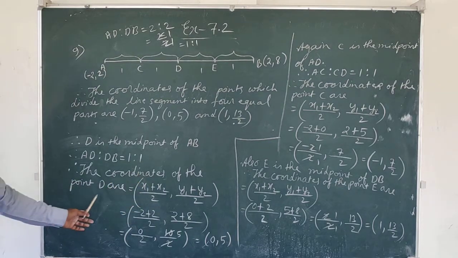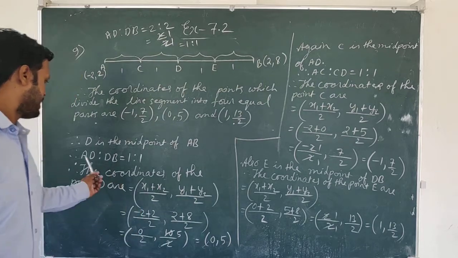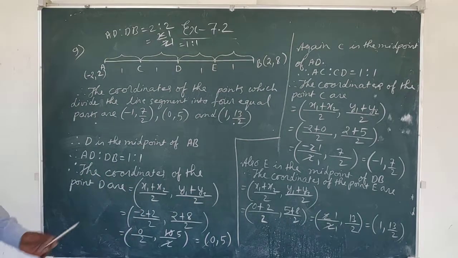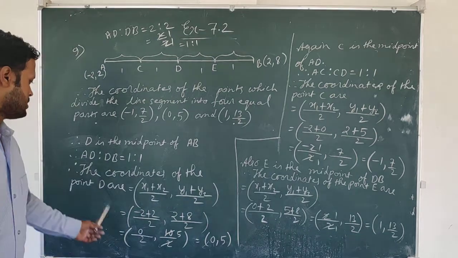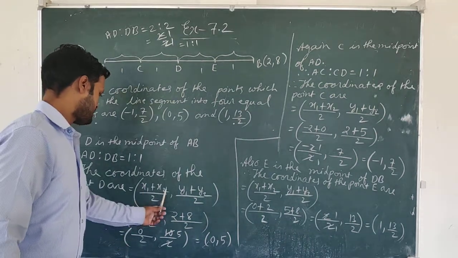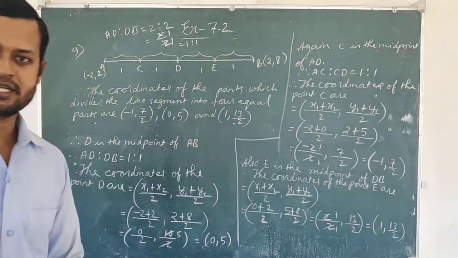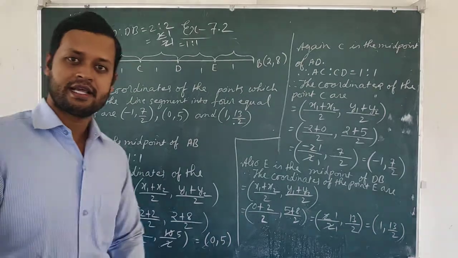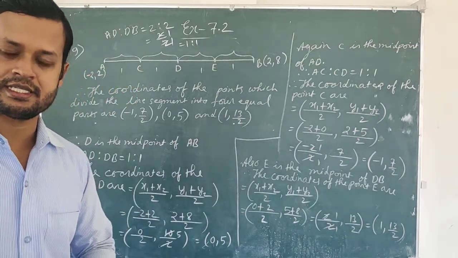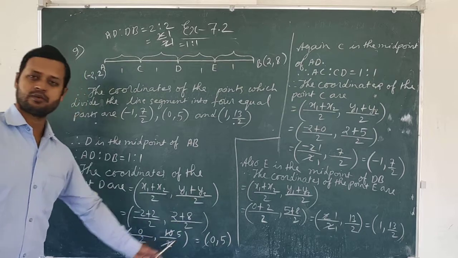Now the coordinates of the point D are, okay, if it is a midpoint, then the ratio will be what? 1 is to 1. So directly we will apply the midpoint formula: x1 plus x2 by 2 and y1 plus y2 by 2. Directly the midpoint formula. We will not take the section formula if it is given to us that it is the midpoint of the line segment. So x1 plus x2 by 2 and y1 plus y2 by 2.